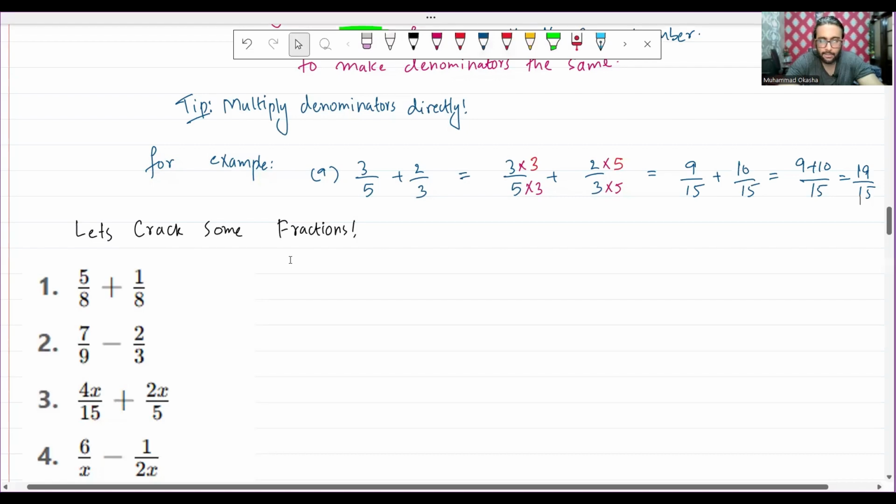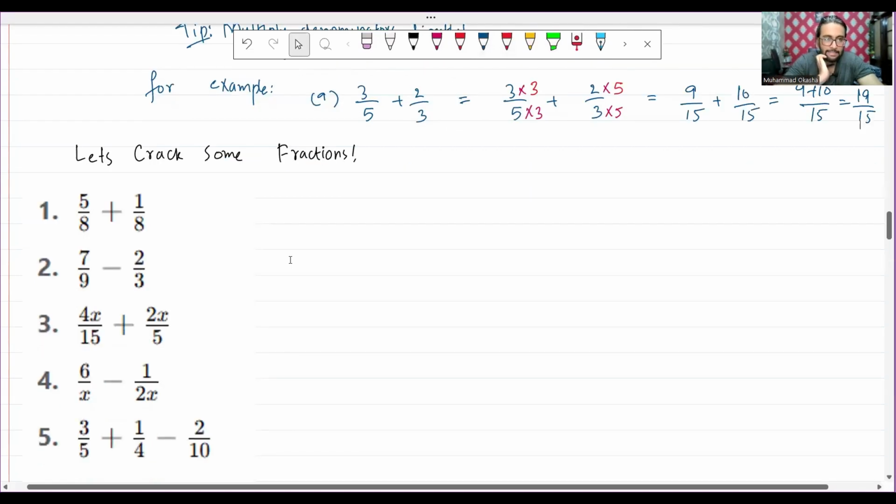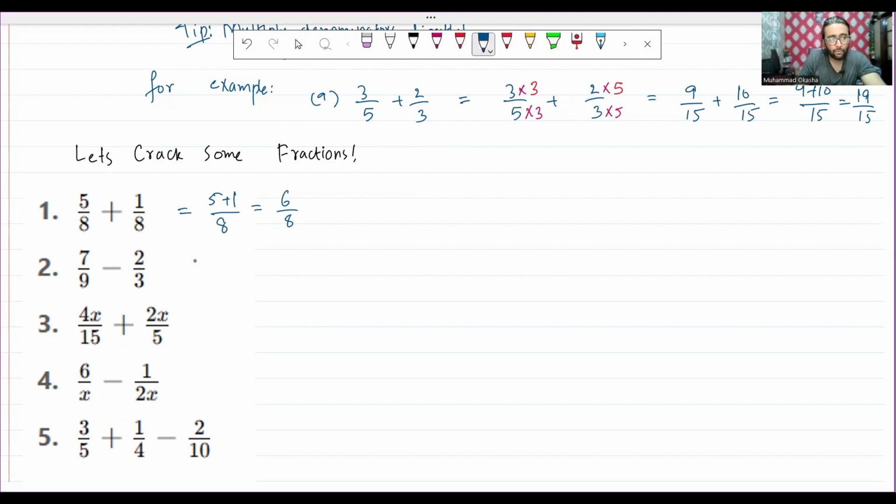Let's crack some fractions. Let's apply the same methodology and solve some fractions. So this one is pretty simple because the denominator is already the same. So I don't think I need to do anything else on this. I could just write 8 and do 5 plus 1, which is 6 divided by 8. Easy peasy, simple. Next I have is 7 over 9 minus 2 over 3.